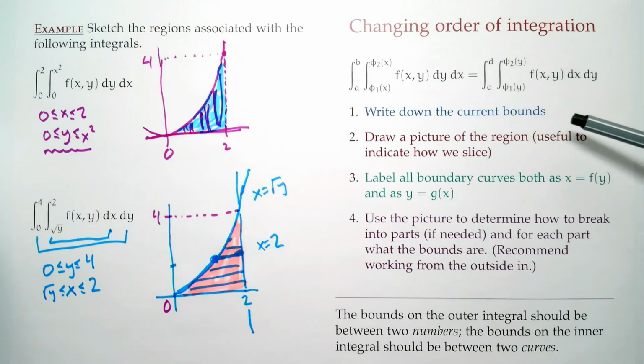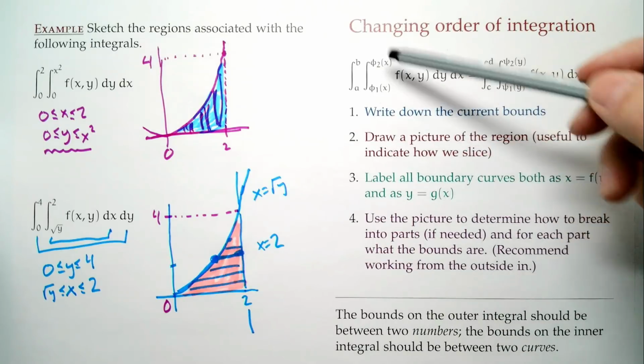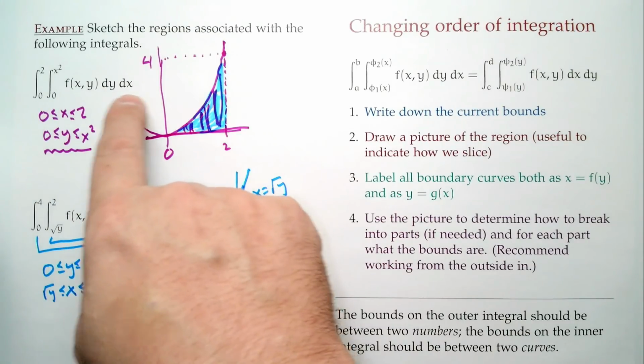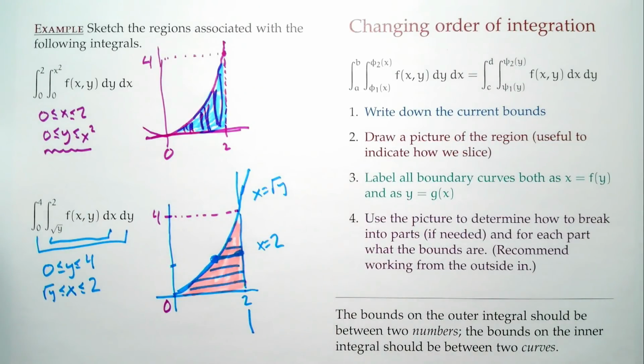You start by, what are your current bounds? And how do we get those? And the answer is, whatever is given to us, that stores what our current bounds are. So we can read off our current bounds from the current integral. As we did in these problems, we say, okay, the outer layer tells us where the outside variable goes between, the inner layer tells us what the inside variable goes between.